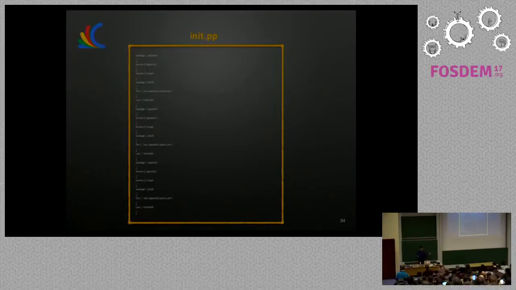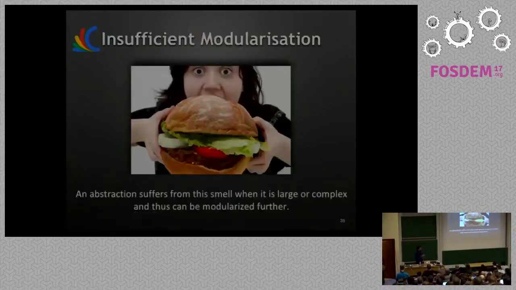So if you have, say, 100 resources defined in a single file, it's impossible for anybody to remember what was there and where, and if you need to change something, where to change. And that we call insufficient modularization. It happens when the abstraction is large or complex, and thus you can decompose the abstraction and make it smaller.